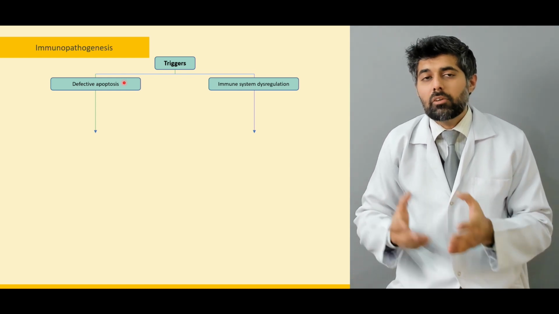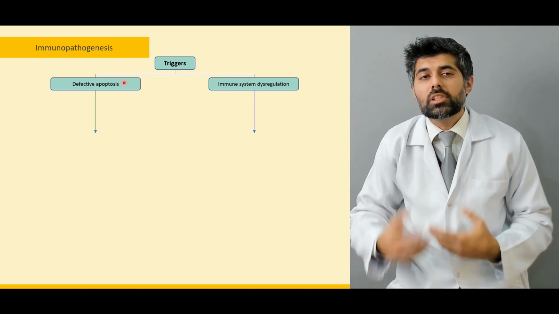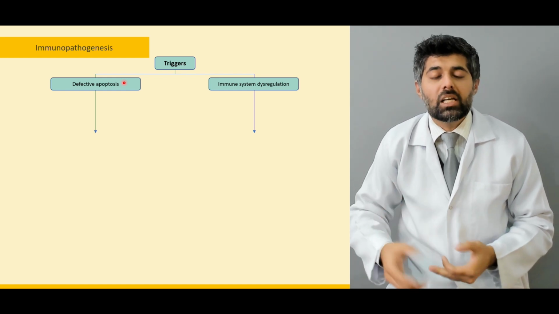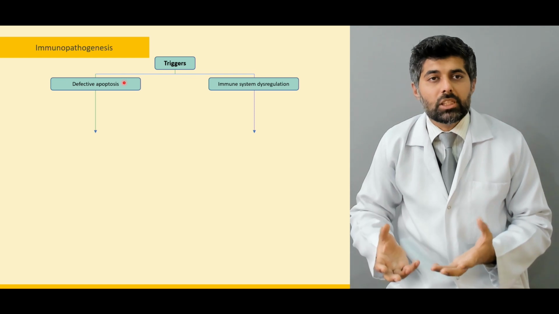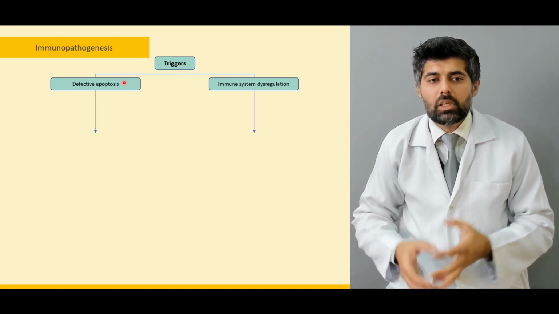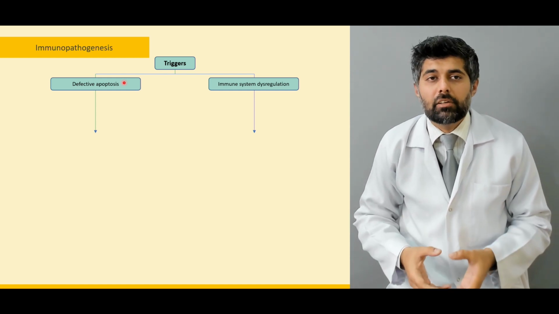Whenever a cell reaches senescence or old age, it undergoes certain changes which are called deformation of blebs, and then it destroys itself. It's a normal process and it happens in each person. But in this instance, the apoptosis is defective.